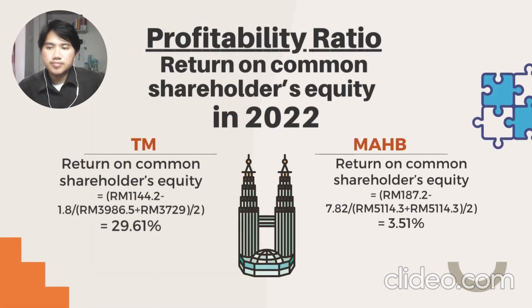Lastly, the second component of profitability ratio, which is return on common shareholders' equity. Telekom Malaysia Berhad gained 29.61% of income from its investment. Next, Malaysia Airlines Holding Berhad gained 3.51% of income from its investment. So the comparison shows that Telekom Malaysia Berhad's return on shareholders' equity is greater than Malaysia Airlines Holding Berhad's, which indicates that Telekom Malaysia Berhad employs shareholder investment better to earn income.